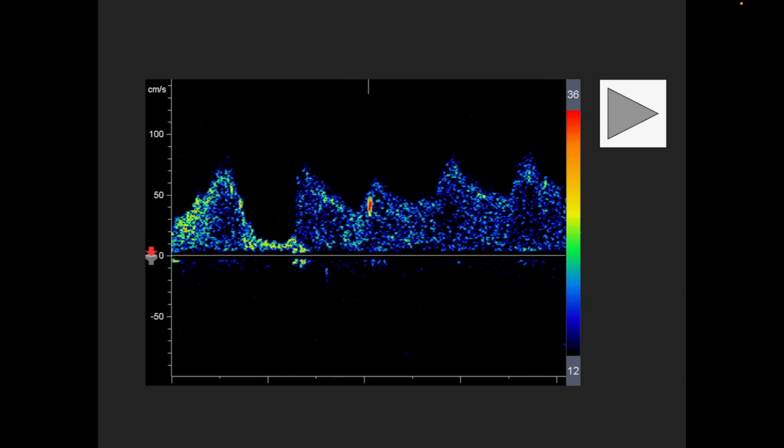By clicking on the gray arrow in the right upper corner, you can listen to the signal. First, you will hear the sudden decrease of the blood flow velocity, and soon thereafter the microembolic signal.